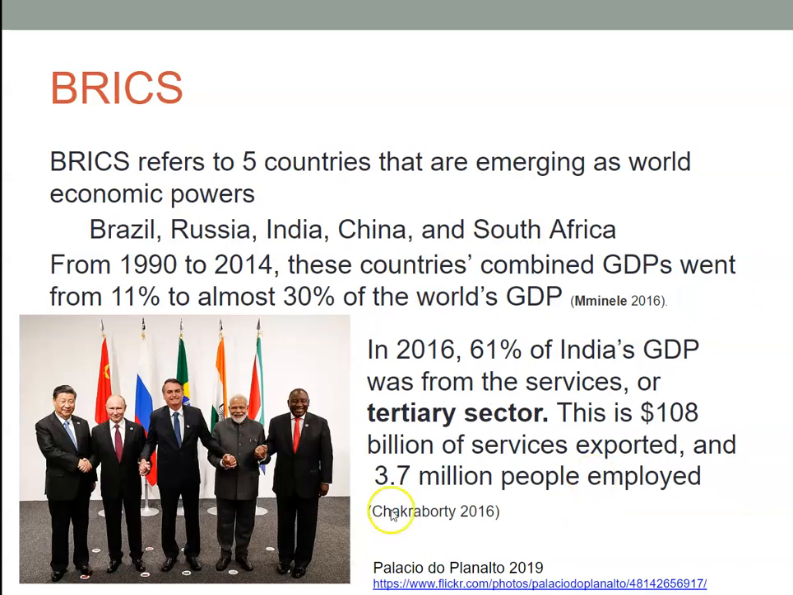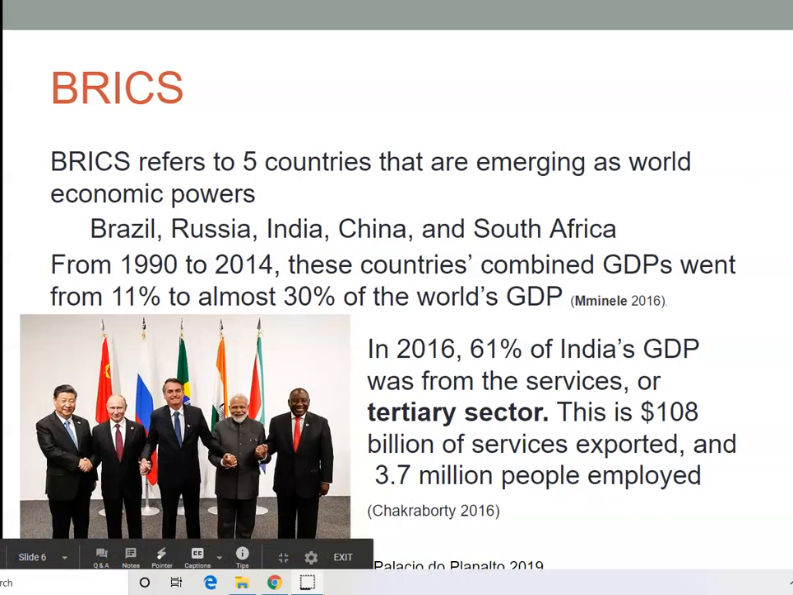BRICS is referring to 5 countries that are emerging as world economic powers. So it's going to be Brazil, Russia, India, China, and South Africa. In this photo, you can see the rulers of those 5 countries. So we have Xi from China, Putin from Russia, Bolsonaro from Brazil, Modi from India, and Ramaphosa from South Africa.